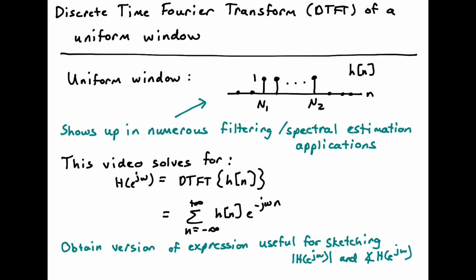So this video specifically solves for H of e to the j omega, which is the DTFT of h of n, which can be written as this infinite summation of h of n times e to the minus j omega n, where omega is the radian frequency variable. And at the end, we will have obtained a version of the expression useful for sketching both the magnitude of the DTFT and the phase of the DTFT.